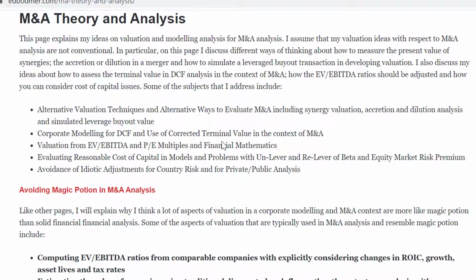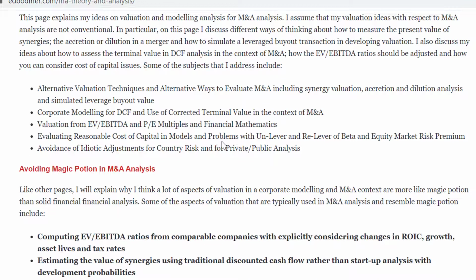And then we'll talk about the corporate model. The thing that really bothers me, and I'm going to try to explain it in an easy way, is correcting the terminal value compared to the way people typically use it. And I found that people typically use it in a horrible way.